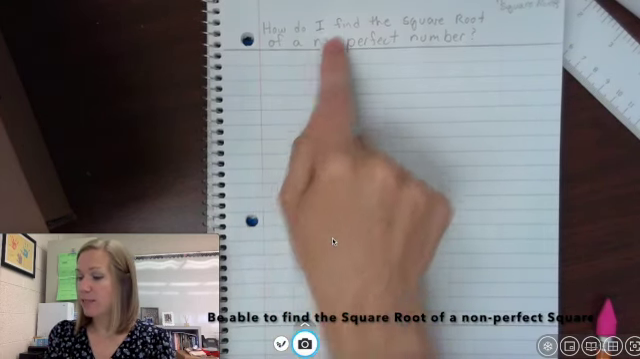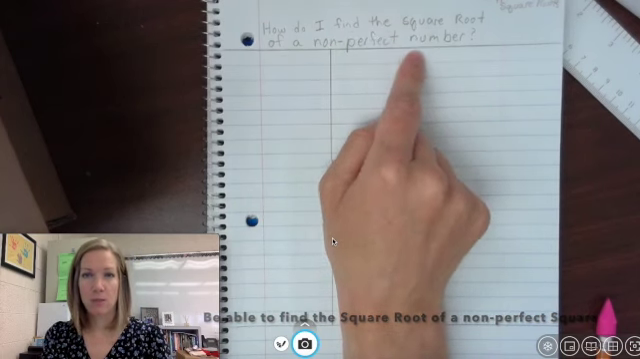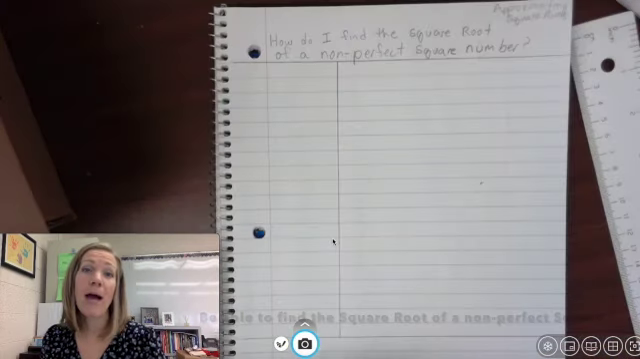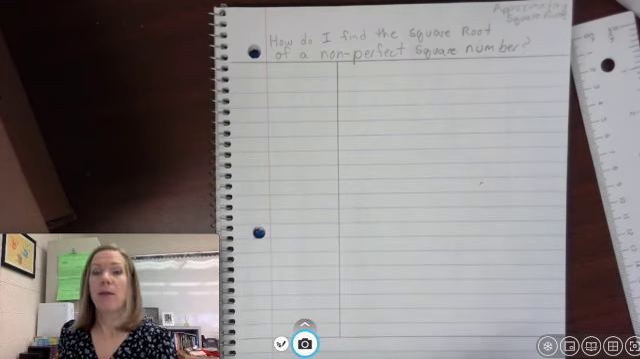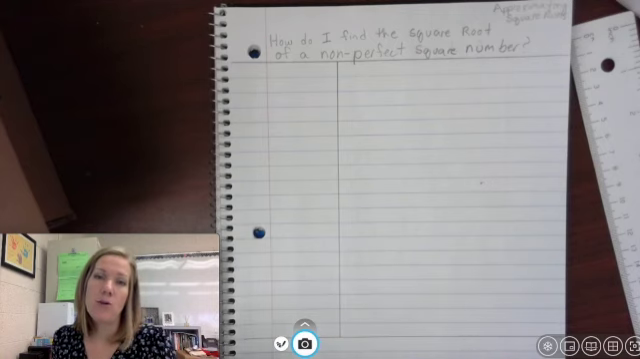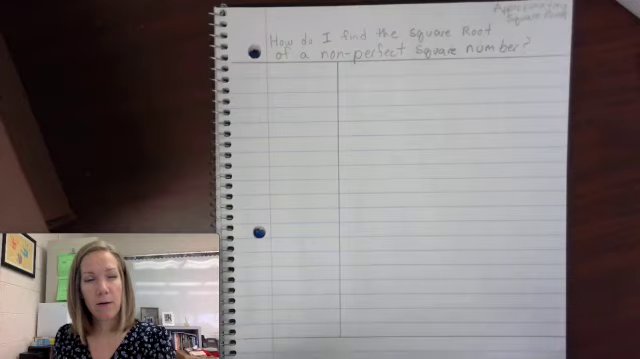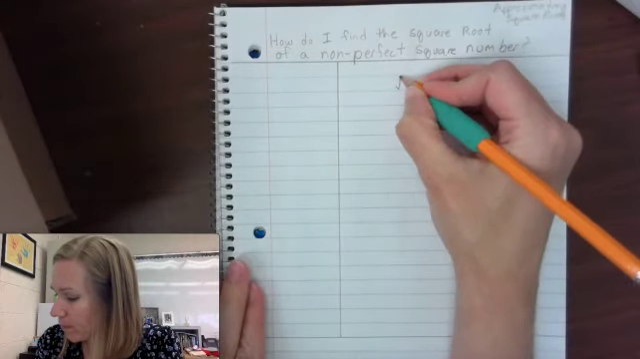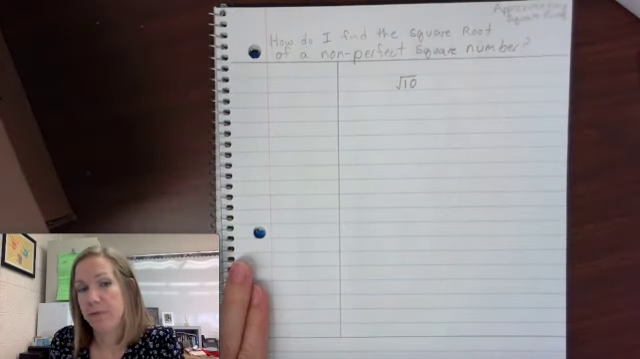So how do I find the square root of a non-perfect square number is what that should say. So let me go ahead and fix that. So how do I find the square root of a non-perfect square number? Well, let's go ahead and think of a non-perfect square number. And we're going to choose one that's fairly easy. We're going to choose 10. So they ask you to find the square root of 10.